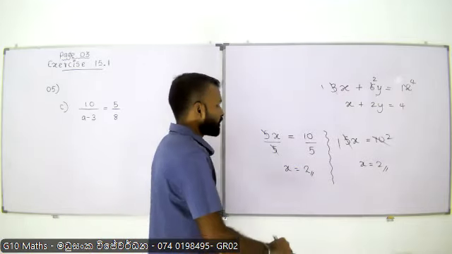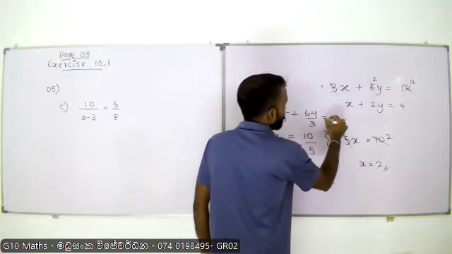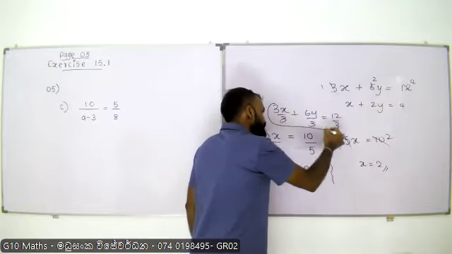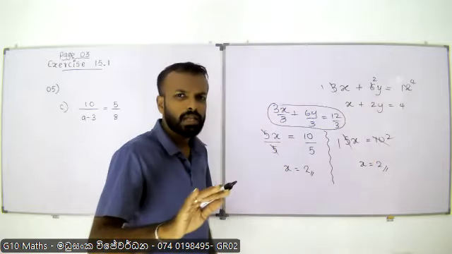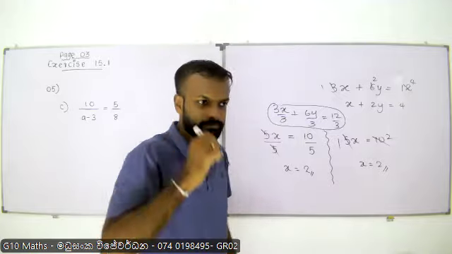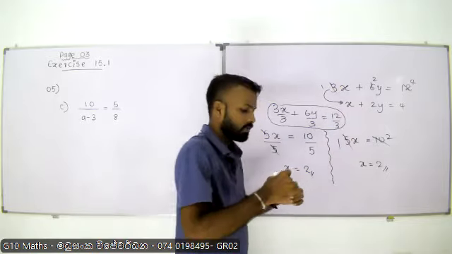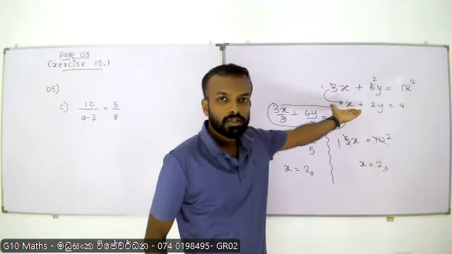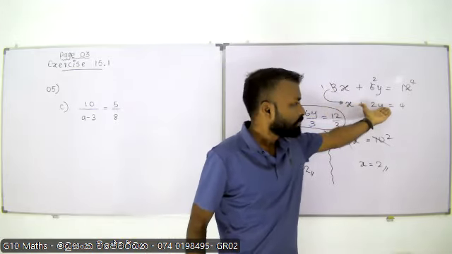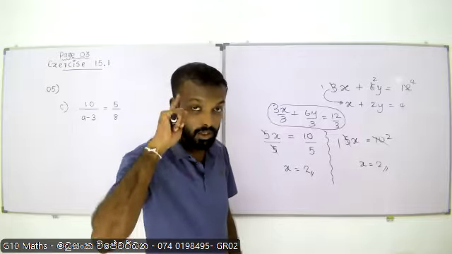You are not going to waste your time to write like 3x divided by 3 plus 6y divided by 3 equals 12 divided by 3. You have completely eliminated this step, and you have saved your time as well and also ink. So from this to this, you have directly taken the simplest version of this equation. This is the simplest version of this original equation. Right? Keep that in your mind.